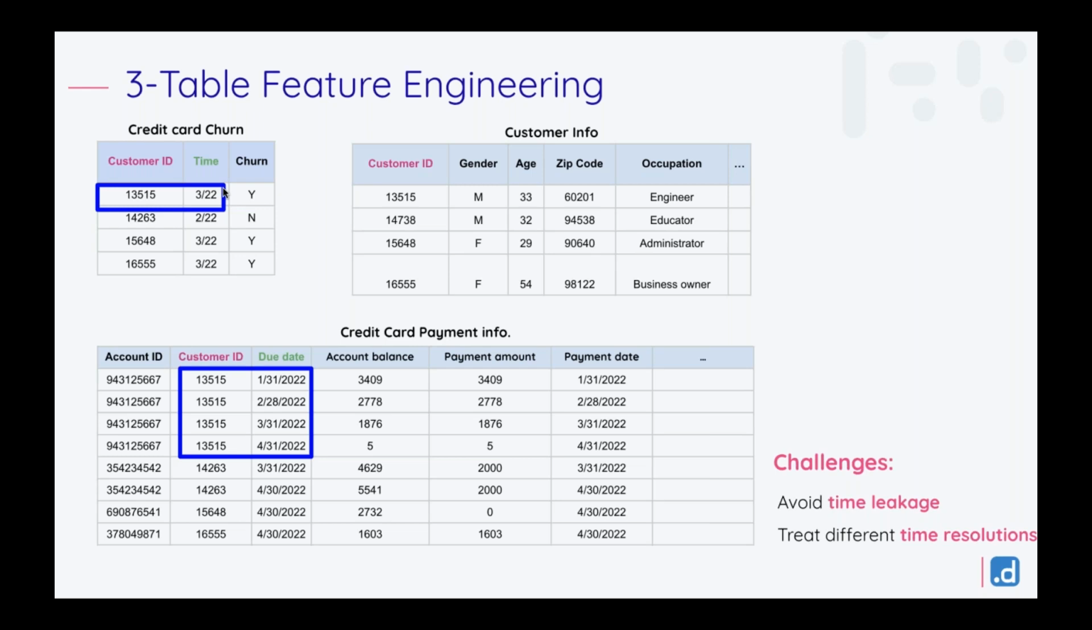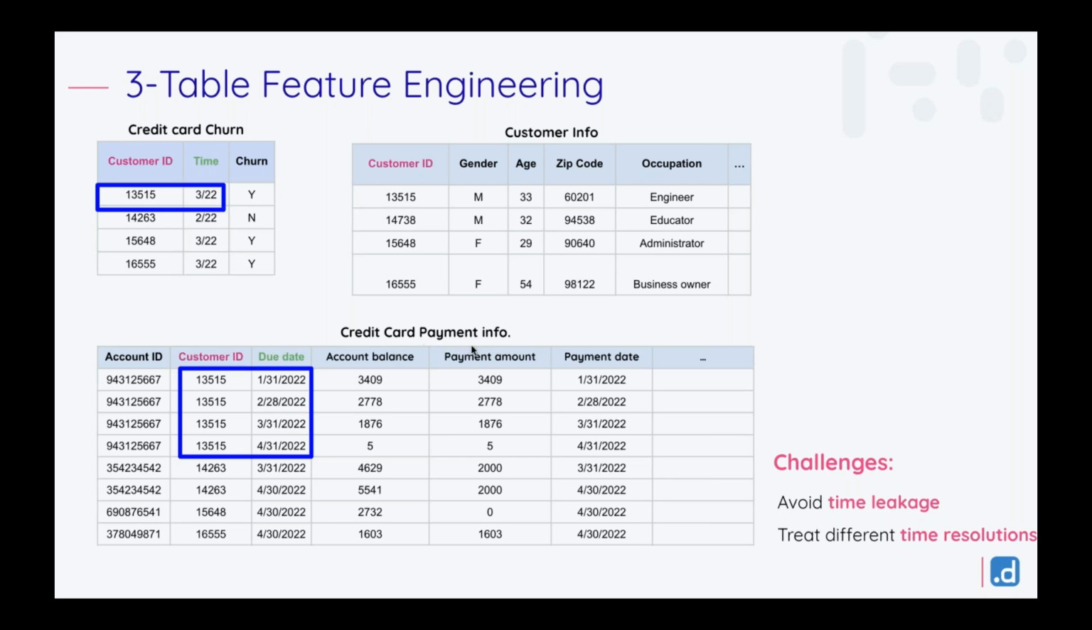When we are trying to make this prediction, in principle, we should only be using the information collected for this customer before March 2022. All the information that is captured after March 2022 will not be available when we are running this prediction. If we are using that information to build a model, to build a feature, we are introducing this time leakage.